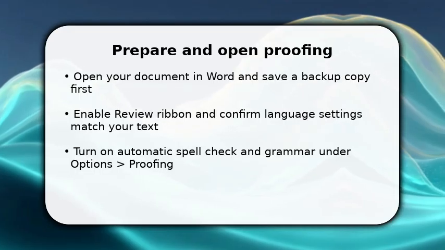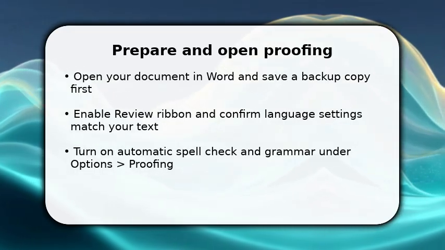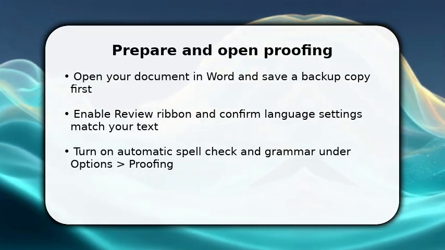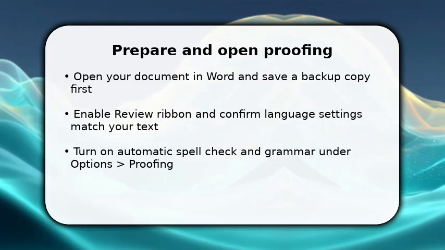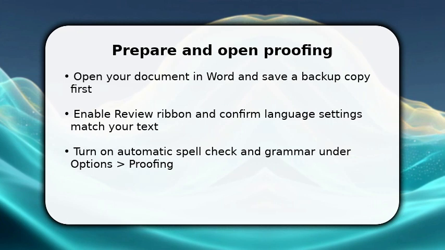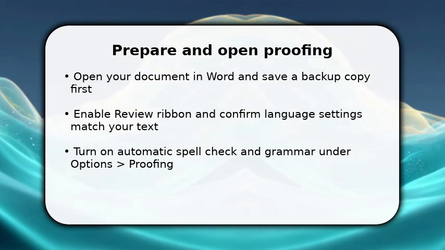Once done, enable automatic spell check and grammar in file options, proofing so Word underlines issues as you type. This first step gets real-time feedback and prepares you to run the comprehensive check that follows.